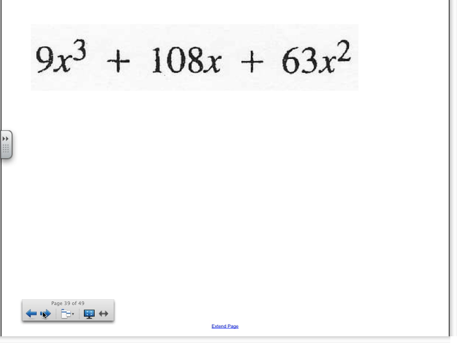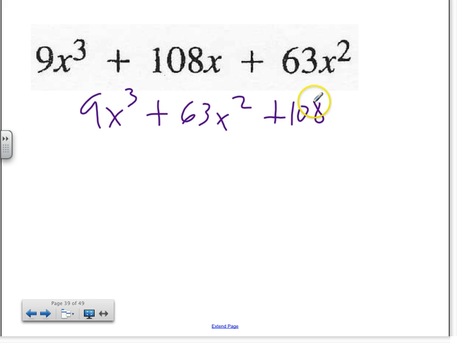Is it in order? No. See that? The first thing you see is, that's a 3, that's a 1, that's a 2. Not in any kind of order. So what do you do? Switch it. Okay, let's switch it. Here's a 9x cubed. Here is a 63x squared. And here's 108x, right? 3, 2, 1. Now it's in order, right?